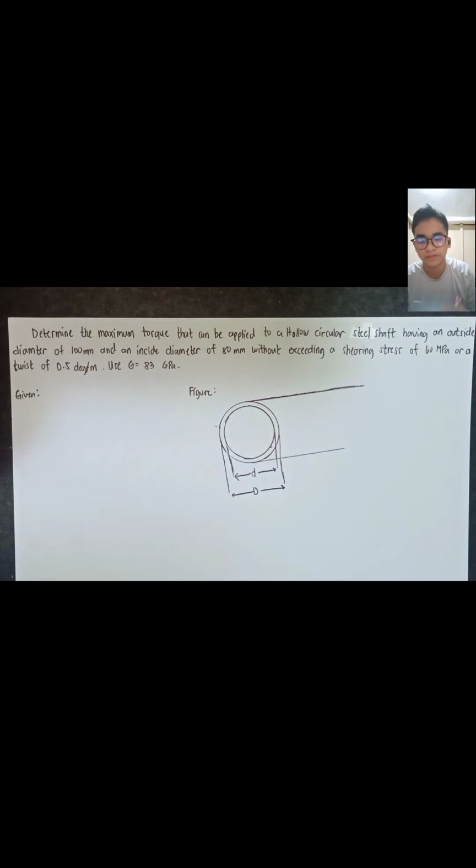For the problem for torsion, determine the maximum torque that can be applied to a hollow circular steel shaft having an outside diameter of 100 millimeters and an inside diameter of 80 millimeters, without exceeding a shearing stress of 60 megapascal or a twist of 0.5 degree over meter. Use the modulus of rigidity 83 gigapascal.